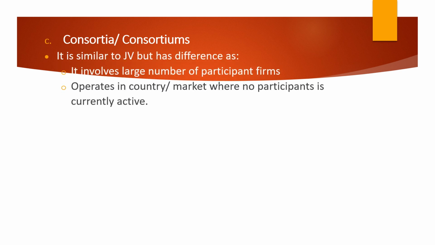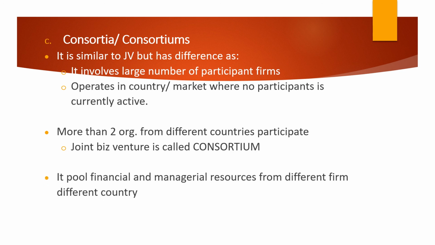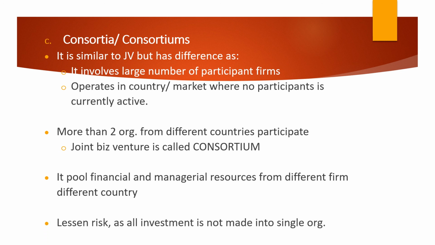Next is consortia or consortiums. It is similar to joint ventures, but it has differences, like it involves a large number of participant firms. It operates in a country or market where no participant is currently active. So here more than two organizations from different countries participate in the joint venture, which is called a consortium. It pools financial and managerial resources from different firms and different countries. So it lessens the risk as all the investment is not made by a single organization.